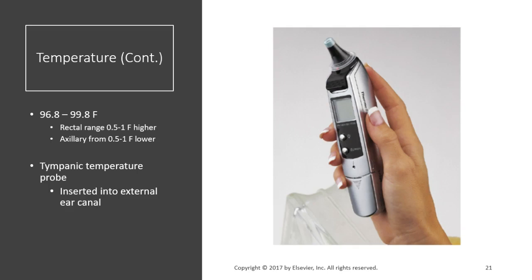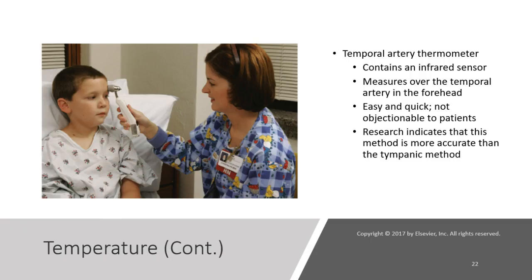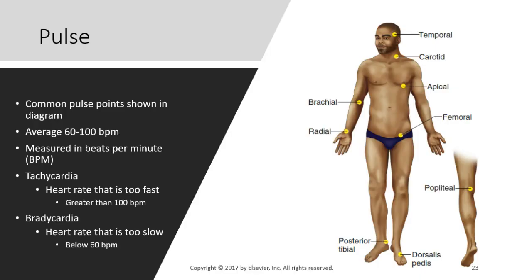All right, so the easiest way to do them is the external ear canal. All right, so there's the temporal artery thermometer. You use its infrared sensor and it measures over the temporal artery in the forehead, easy and quick. Patients don't mind it and it is the most accurate. So that's good. Most people are going to this new temporal thermometer.